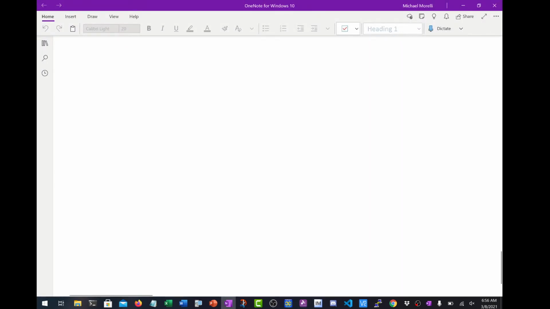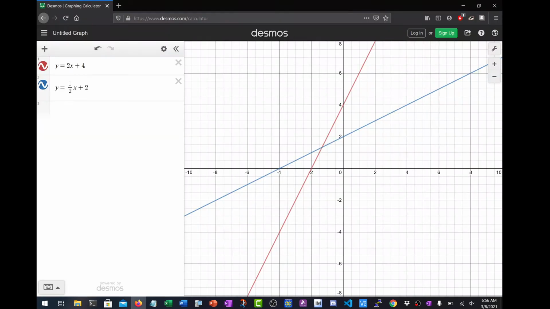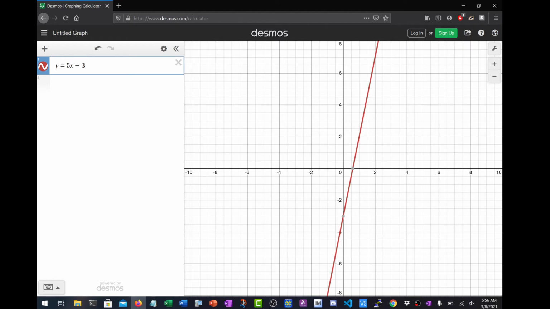Now let me just pull up OneNote here so I can show you a couple of examples. Pardon any background noise. So let's see what we can do here. Let's do another problem. Let's say we have y equals 5x minus 3. Okay, y equals 5x minus 3. Let's take a look at it in Desmos. y equals 5x minus 3. All right, so that's what that line looks like.